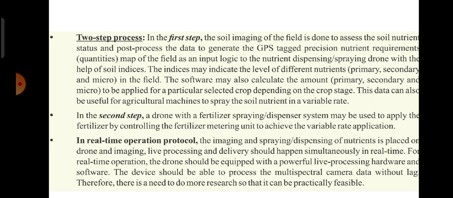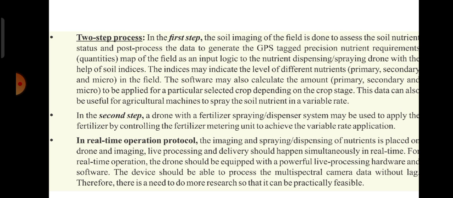Software may also calculate the amount of primary, secondary, and micronutrients to be applied for the particular selected crop depending on the stage. This data can also be useful for agriculture machines to spray the soil nutrients at a variable rate. In the second step, a drone with a fertilizer spraying or dispenser system may be used to apply the fertilizer by controlling the fertilizer metering unit to achieve the variable rate application.